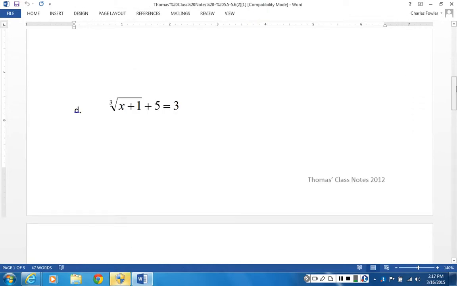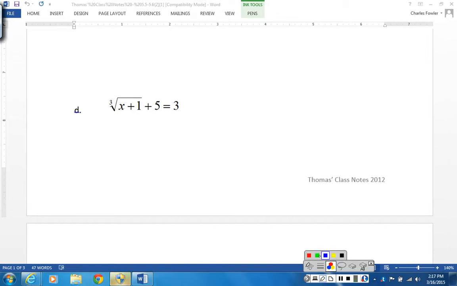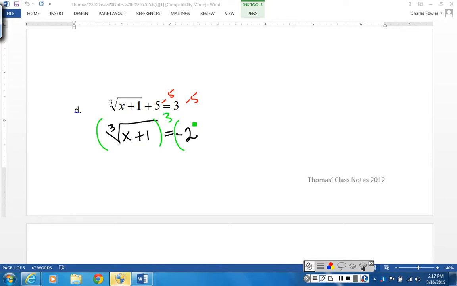And here, notice that our radical is not isolated, so we need to subtract 5 first. That way we get the cube root of x plus 1 equals negative 2. In this case, we have the cube root of something, so in order to get rid of the cube root of something, we need to cube it. And we're going to cube the right side as well, of course. Whatever you do to one side, you must do to the other.